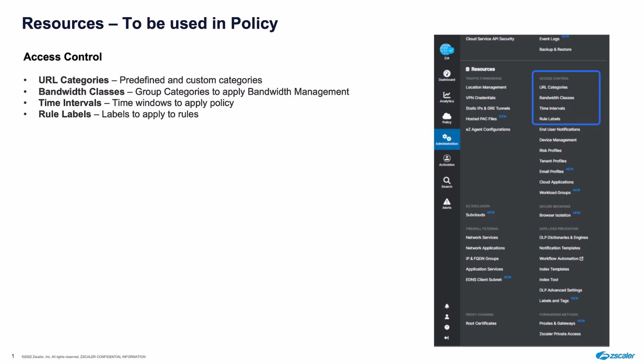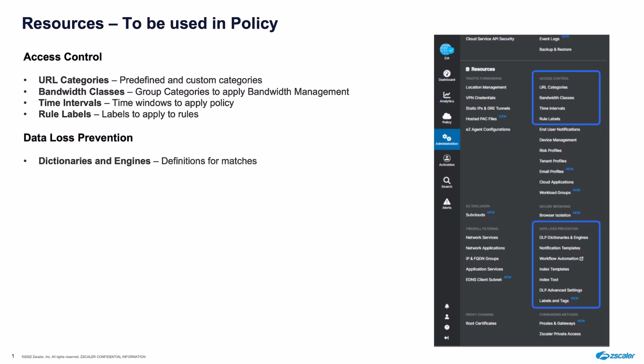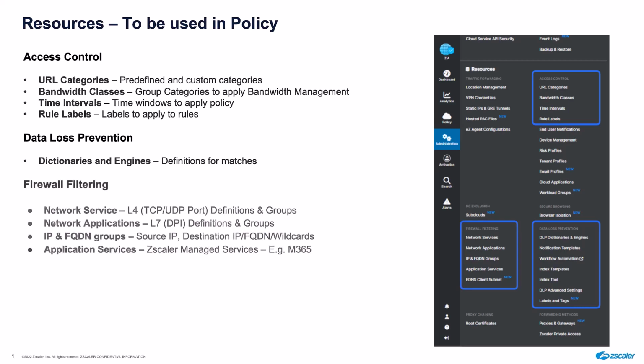And then you might create rule labels, where when you create your rules, you'll apply a label so they're easily identifiable. For data loss prevention, you're going to define your dictionaries and engines, a dictionary being a definition of matches, for example, regular expressions or matching credit card numbers, and then mapping a dictionary to an engine, which applies to the rules. So an engine might map social security number and credit card number together to make a PII match.